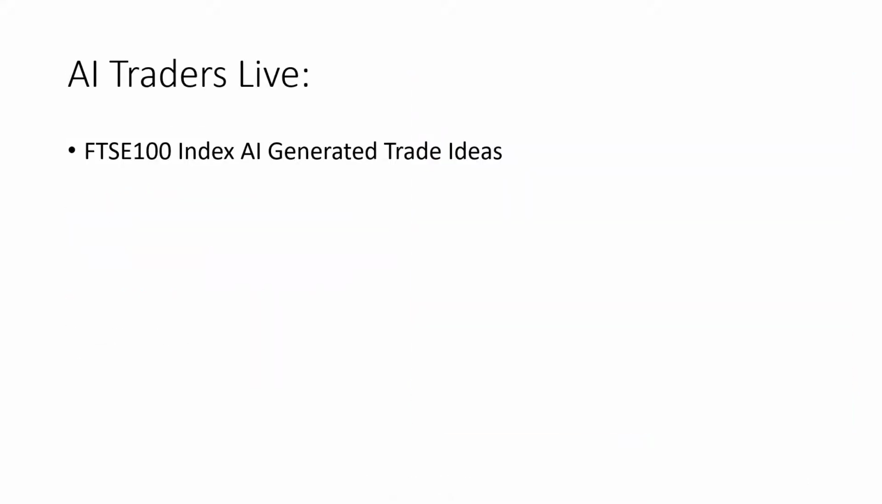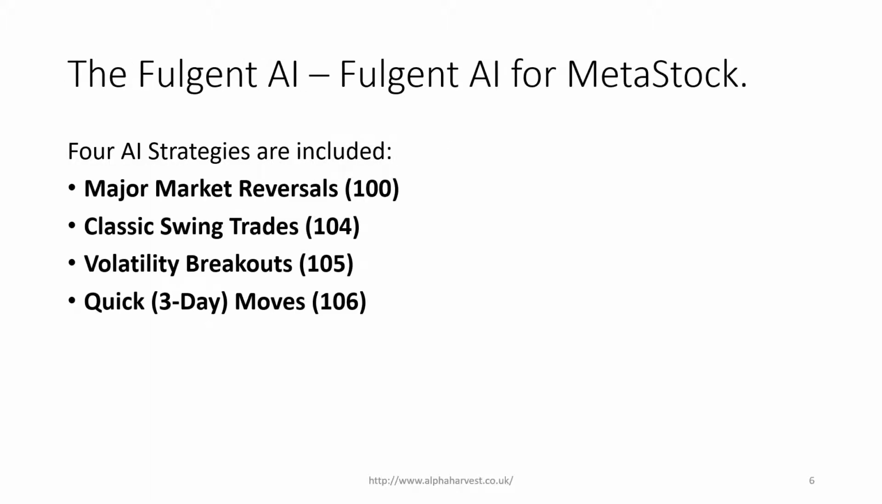As mentioned, the FTSE100 index constituents, we're going to screen them using artificial intelligence. We use 4 artificial intelligence trading engines: major market reversal, classic swing trades, volatility breakouts, and quick 3-day moves. All 4 of these cater for different trading styles. Whether you're a swing trader, position trader or a day trader, all 4 of these can give you some trading ideas.